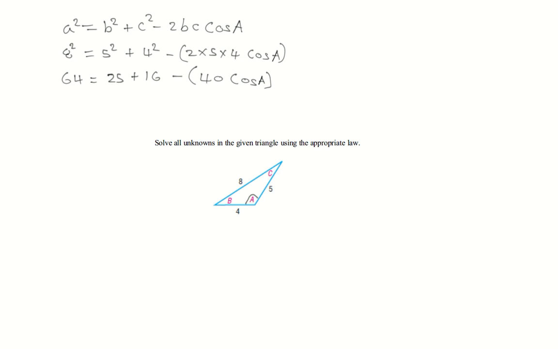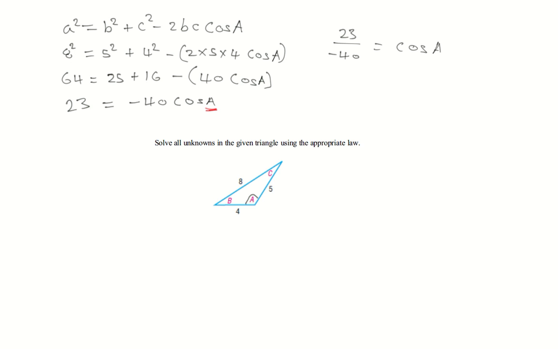So 64 minus 25 minus 16 gives me 23, and that is going to be equal to the minus 40 times cos A. My goal is to solve for this A here. So what I want to do now is to isolate the cosine A. To do that now, I come over here and say 23 divided by minus 40 is equal to cos A.